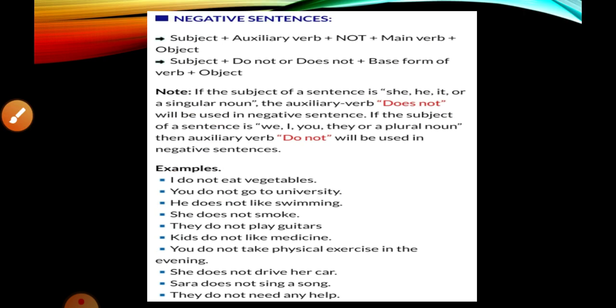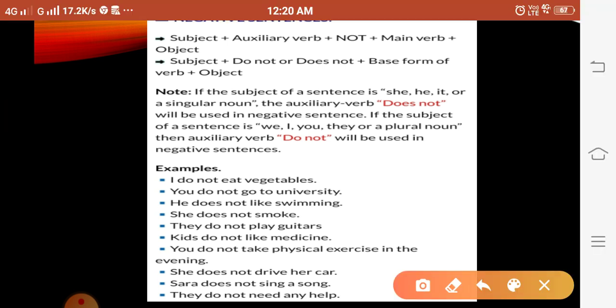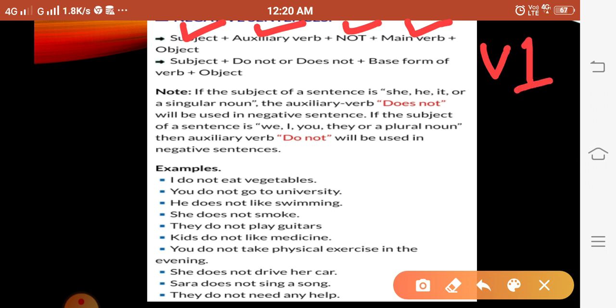Now we will talk about how negative sentences are formed in simple present tense. First, we have to ponder on the rule, which is very important to be learned. First we write subject, then we use auxiliary verb, then not, and then main verb. Again, the main verb which is used in negative sentences in simple present tense is first form of the verb only. And then we write object.